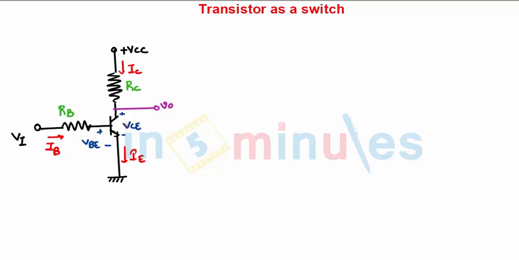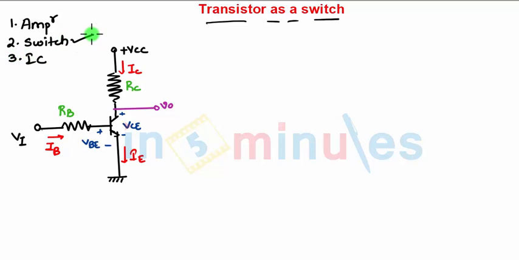Today's concept is the transistor as a switch. We are going to study how the transistor can be operated as a switch. We have seen different applications of transistors. What are the different applications? It can be used as an amplifier, it can be used as a switch, or it can be used in integrated circuits. From this, how we are using it as a switch, that we are going to see now.